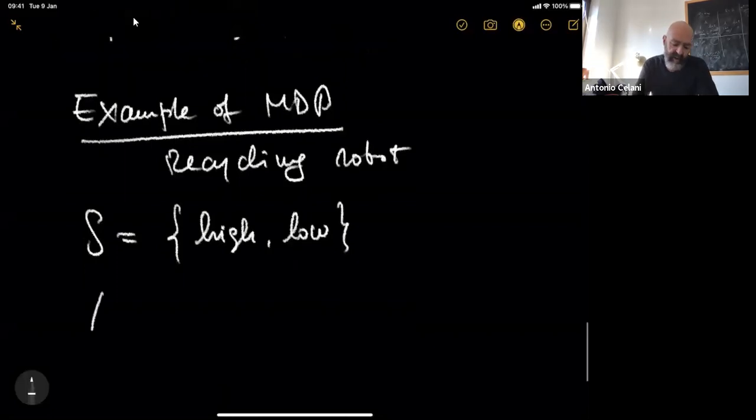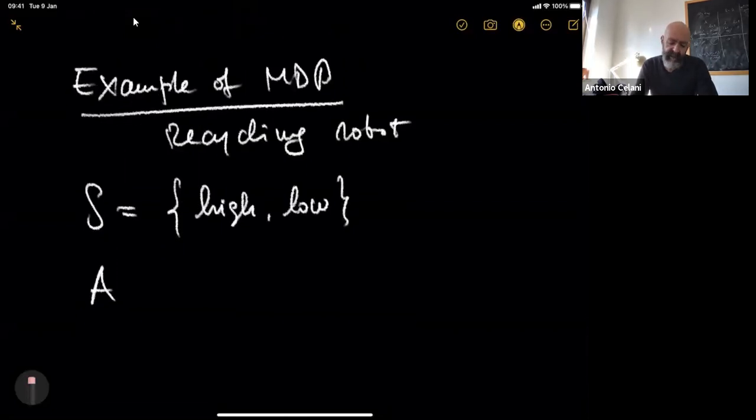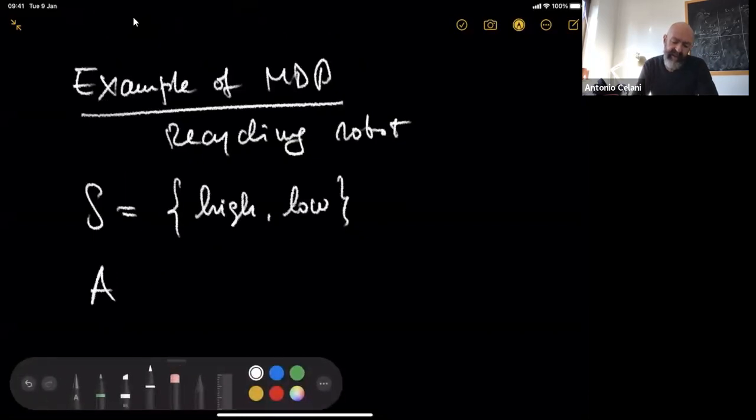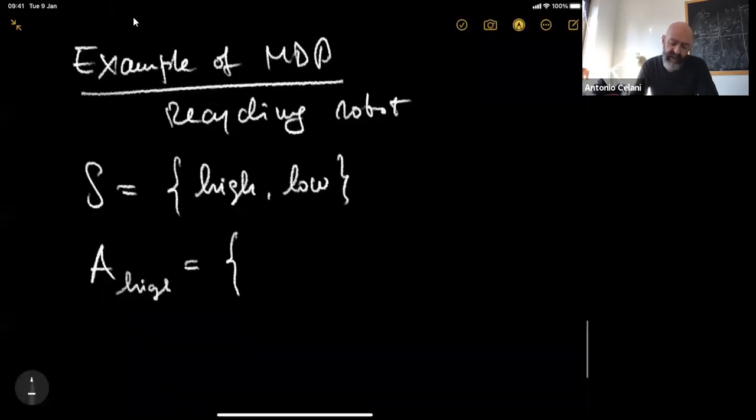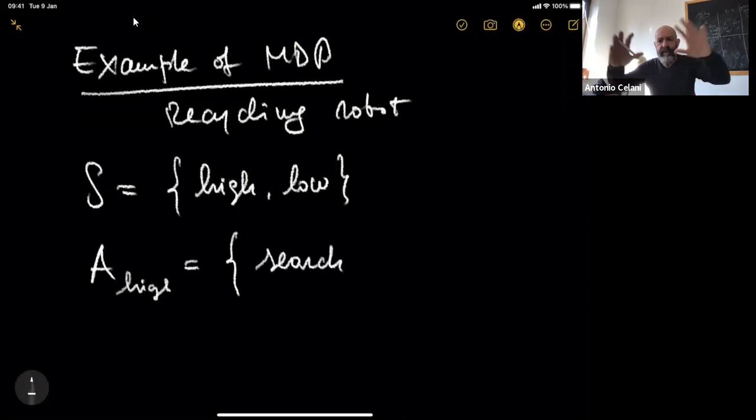And what are the things that the robot can do? Well, the robot can do different things, which might in principle depend on whether it's in high charge or in low charge. For instance, the set of actions in this example, when it's on high charge, it can do two things. First, it can go around and search for rubbish, or for glass bottles, which, since it's a recycling robot, is a more proper description of what the goal is. So it moves around and searches for empty plastic bottles to recycle.